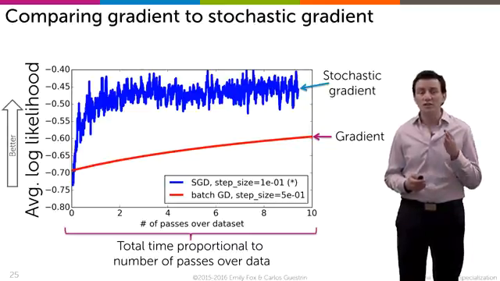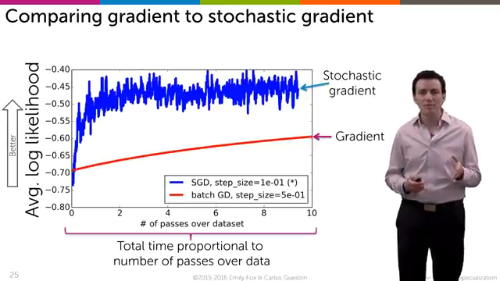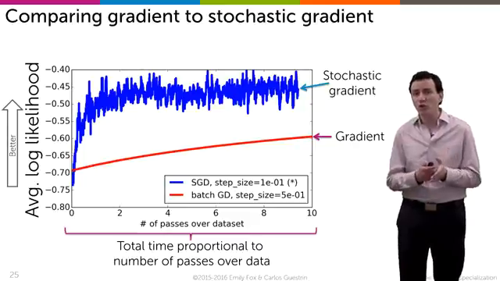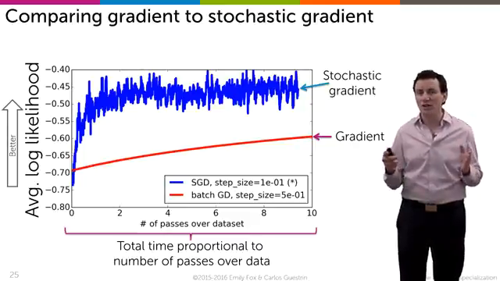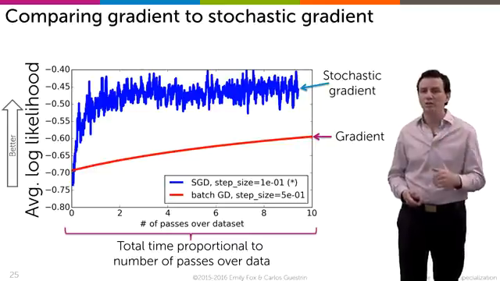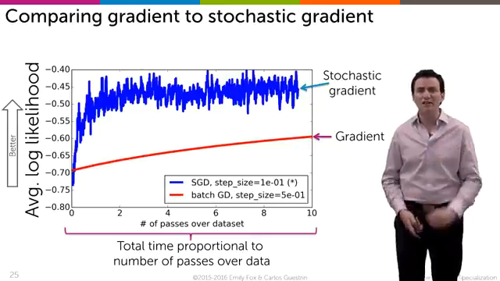So stochastic gradient is going to make an update every time it sees a data point. Gradient is going to make an update every time it makes a full pass of the data. And so we're showing you how many passes we're making over the data. So the full x-axis here is 10 passes over the data, and you see that after 10 passes over the data, gradient is going to a likelihood that's much lower than that of stochastic gradient. Stochastic gradient goes to a point that's much higher.